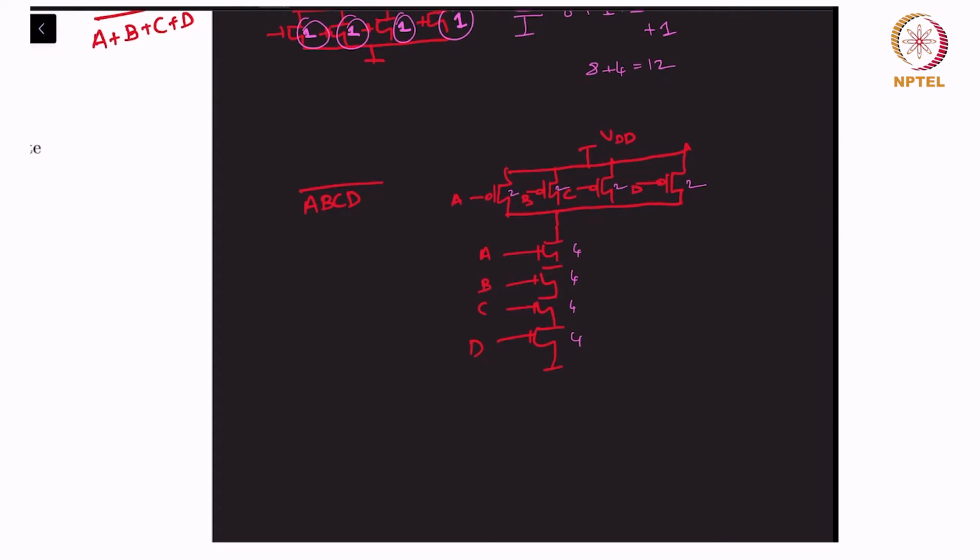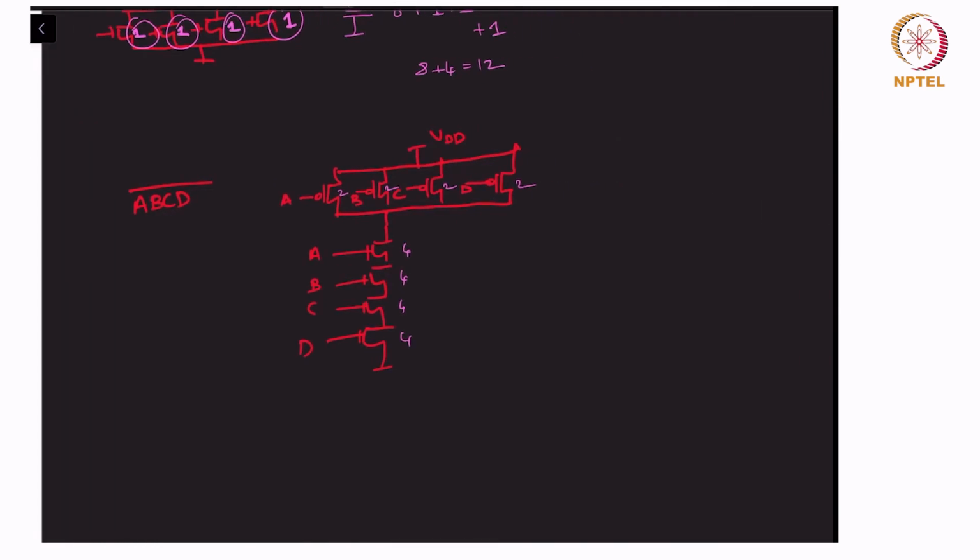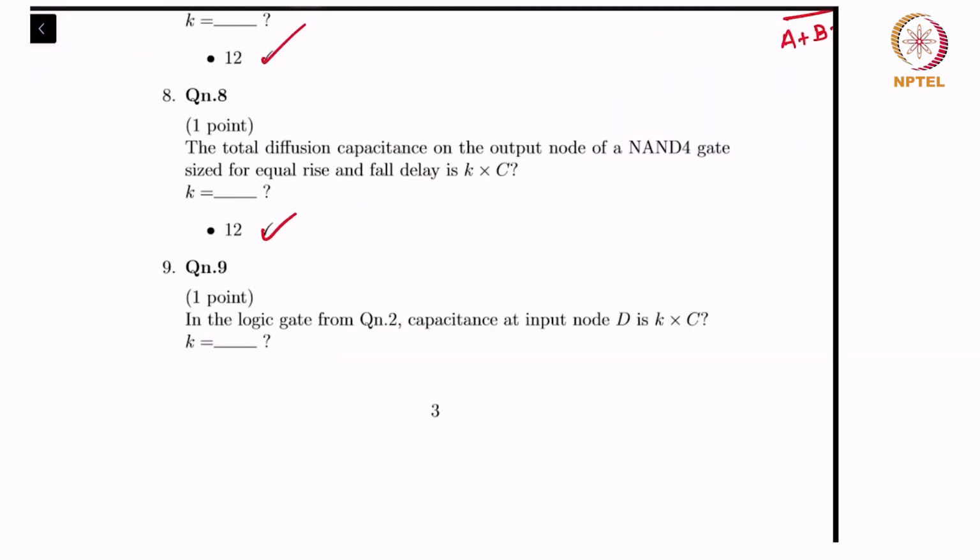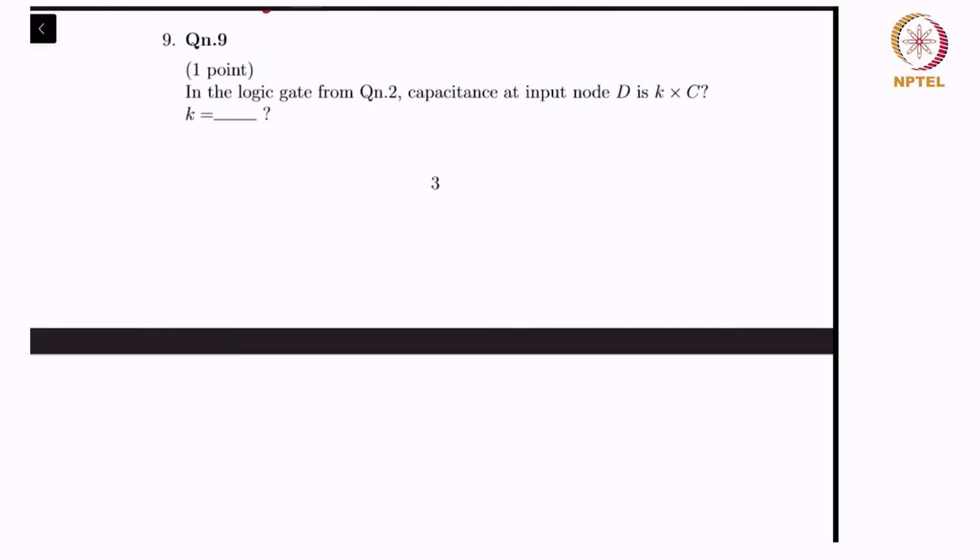So now we calculate the parasitic capacitance in the exact same way. The parasitic capacitance here is going to be this guy, this guy, this guy, this guy, and this guy. So it's 4 plus 2 plus 2 plus 2 plus 2. It's 4 plus 8, which is equal to 12.